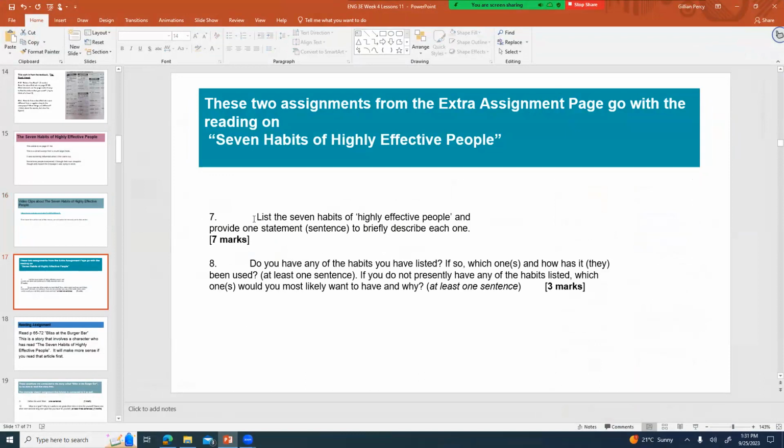So assignment number 7 was: list the 7 habits of highly effective people and provide one statement or a sentence to briefly describe each one. Number 8: do you have any of the habits you've listed? If so, which ones do you have? And how has it or they been used? Again, at least one sentence. If you do not presently have any of the habits listed, which ones would you most likely want to have and why? At least one sentence.